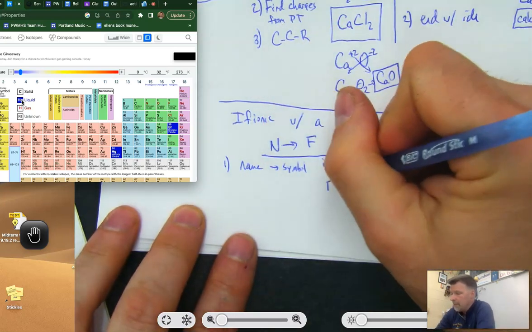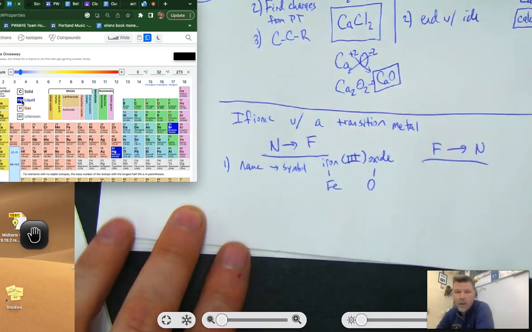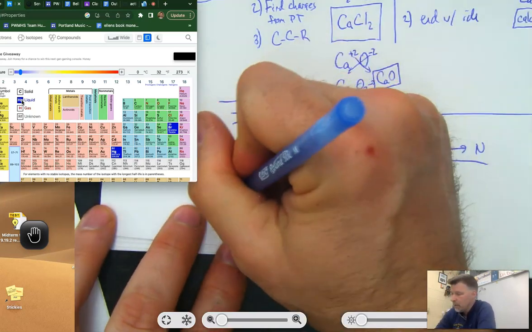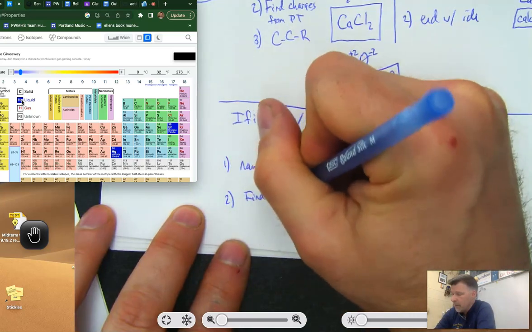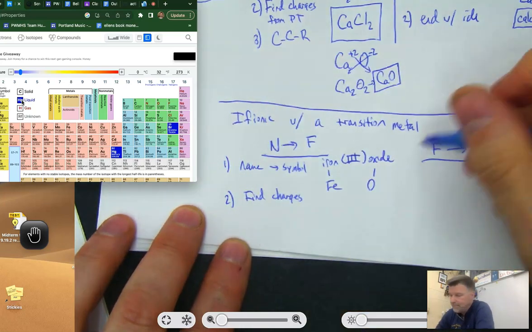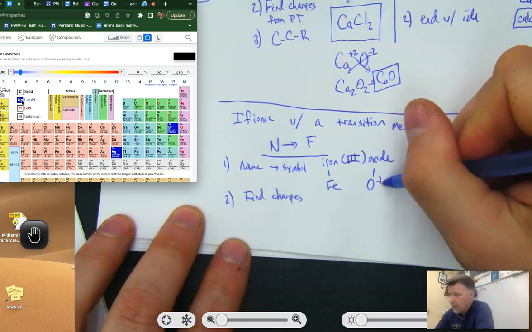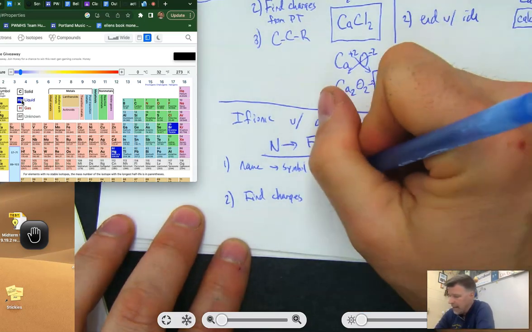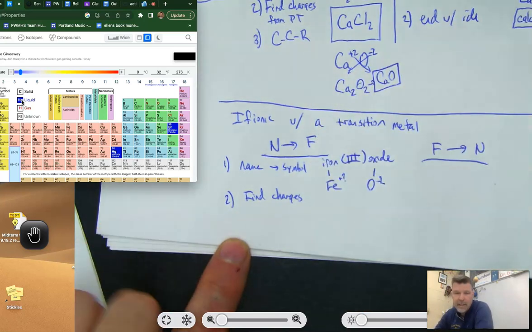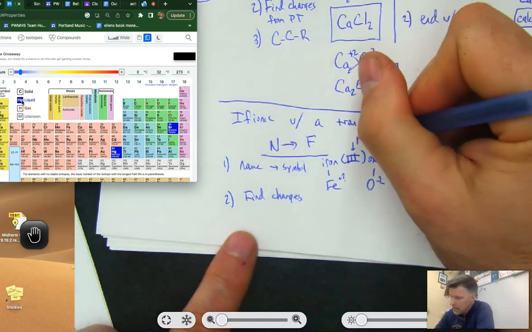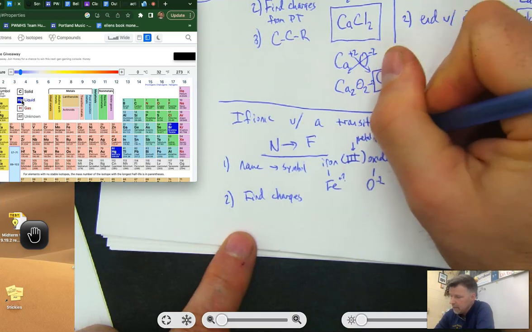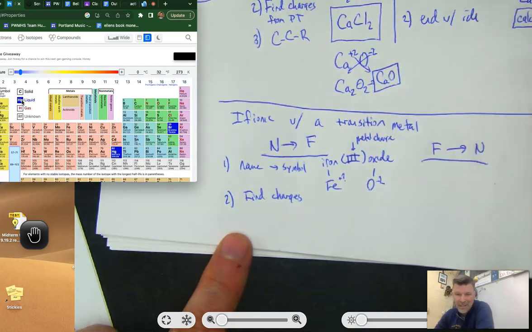So iron is Fe, oxygen is O. Just like before. Next step, find their charges. Thing is though, this one can be found from the periodic table. This one cannot. The periodic table will not tell you iron's charge, but that's what the Roman numeral is. This is the metal charge. So it actually saves you time.